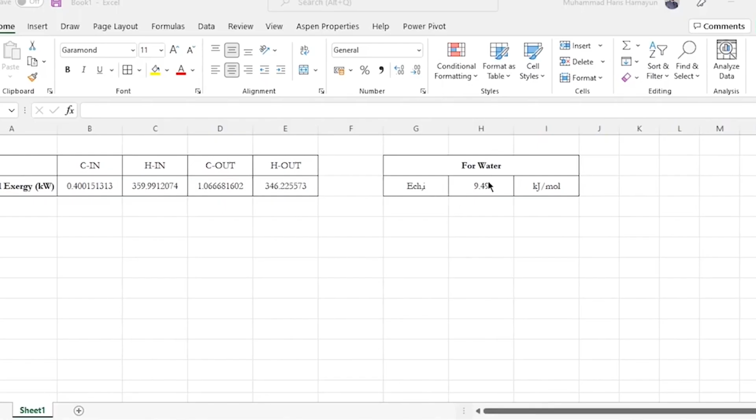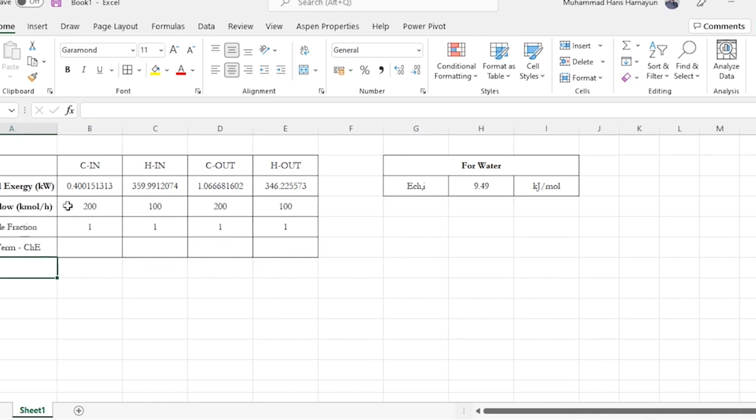So the standard chemical exergy value for water, because we are considering only water in this case, is 9.49 kilojoule per mole. Obviously, once we have more than one component, then we have to also consider the standard chemical exergy value of all components. Now we need to know the mole fraction of all of these and the molar flow rates as well. I will let you know the reason why we are considering the molar flow rate as well. Now as you can see, the mole flow is 200 kmol per hour for both cold streams and 100 kmol per hour for both hot streams, and the mole fraction is obviously 1.